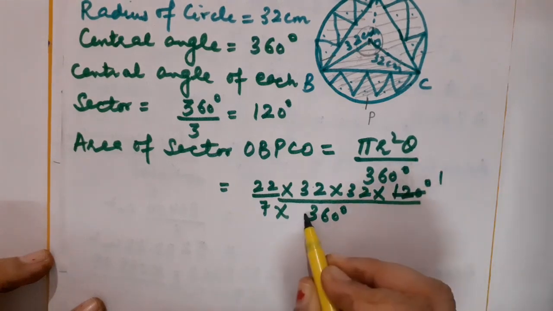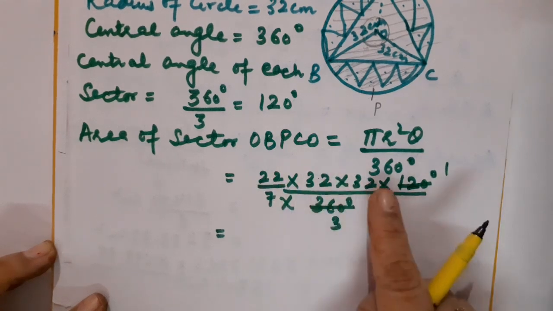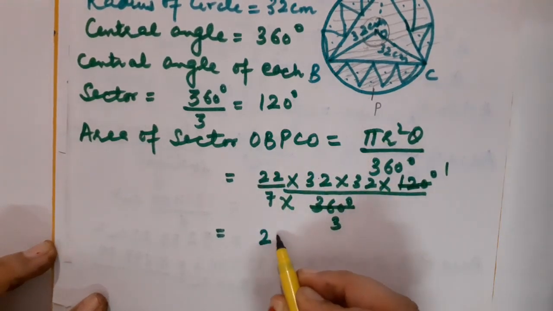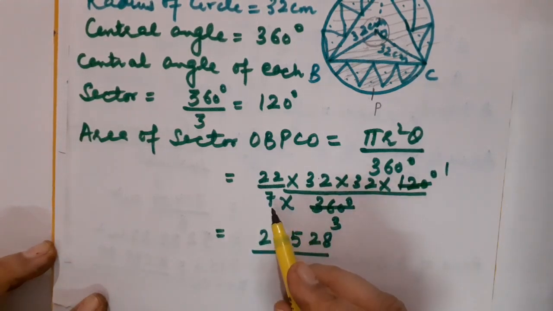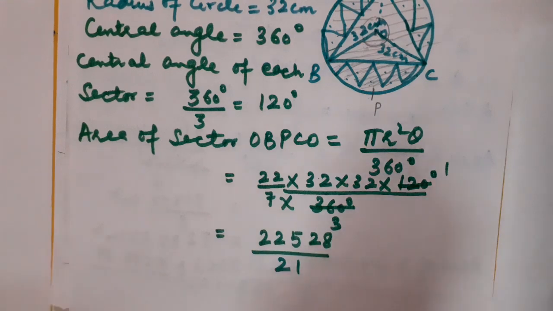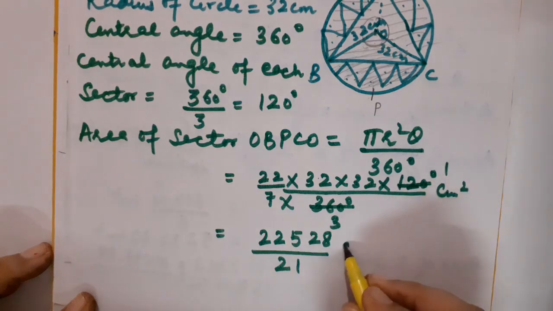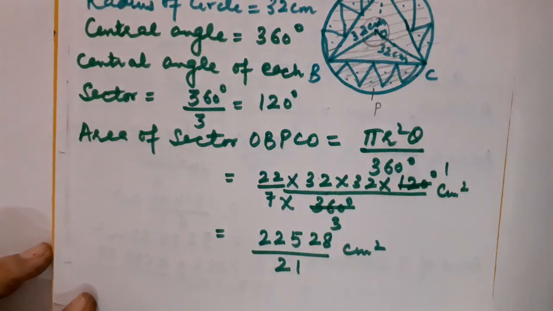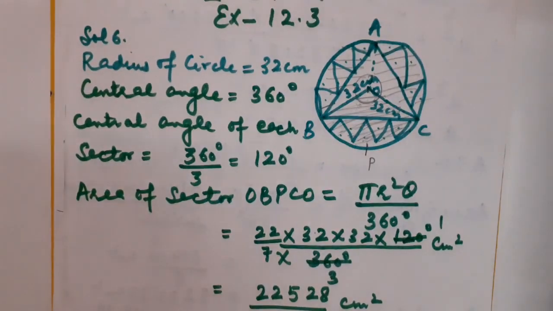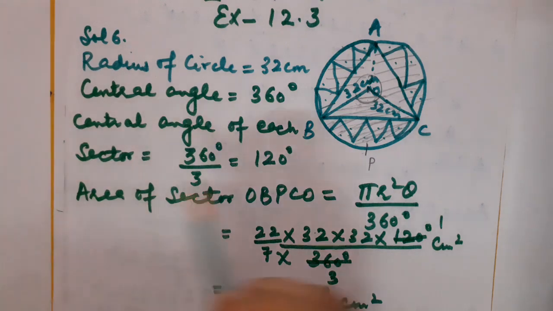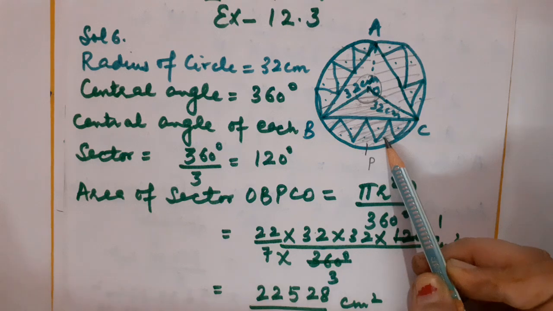This is 120 ones-a, 120 threes-a. So I have got 22 into 32 into 32. When I multiplied them, children, I got 22,528 upon 7 into 3, that is 21. As you know that we are going to calculate the area, so it must be there in centimeter square. So children, now we have calculated the area of this sector, that is OBPCO. OBPCO, this complete region area we have calculated.